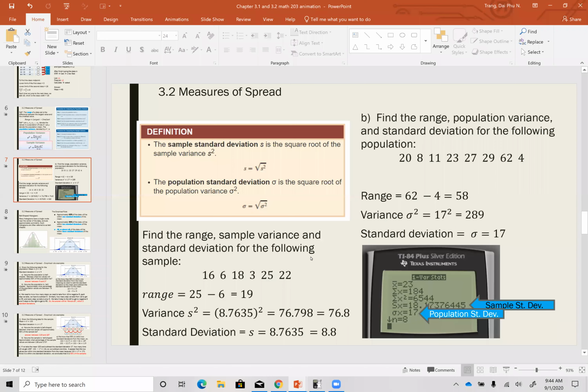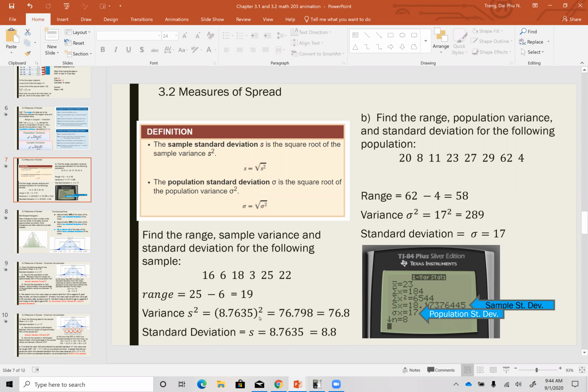So this is where we stopped last Thursday. The last problem is this here, which is how to use your calculator to find the standard deviation and the variance. If you remember, I told you that when you do the 1-Var Stats, your calculator can only give you the standard deviation. Your output only gives you the standard deviation.